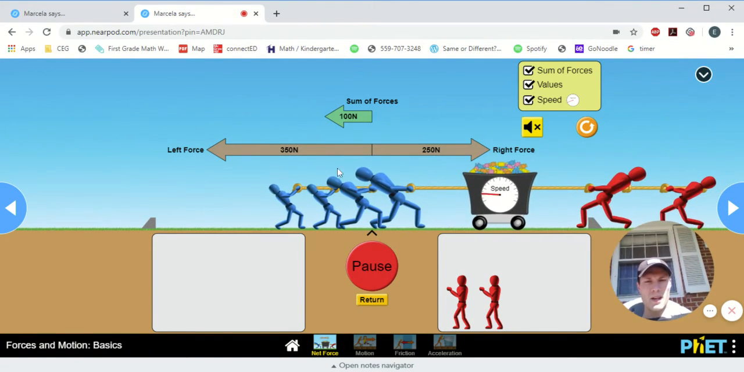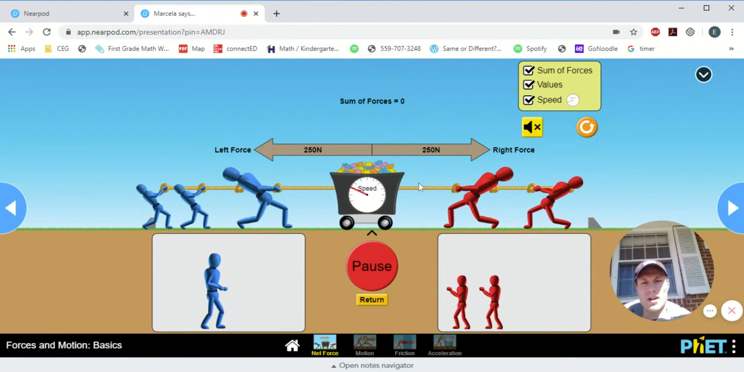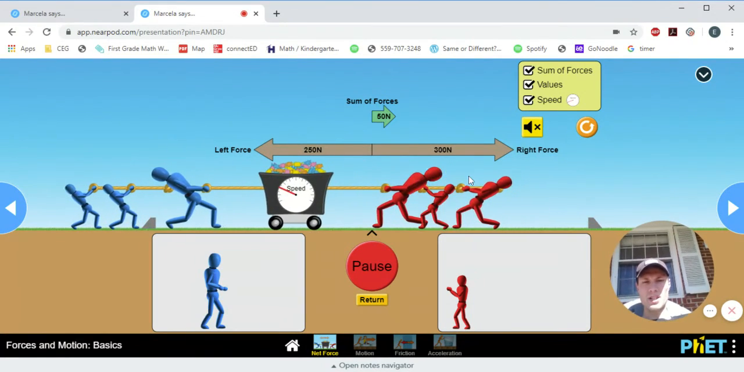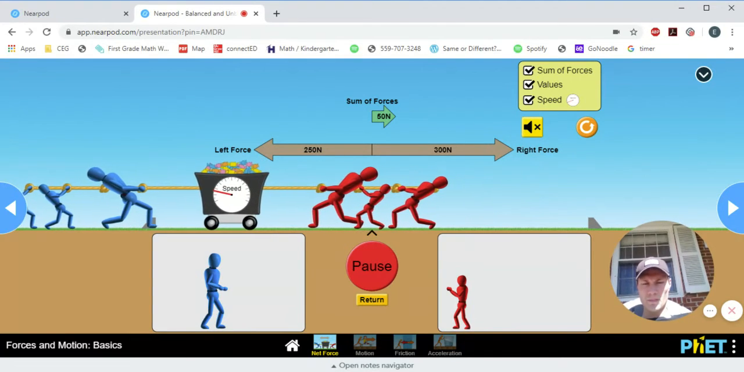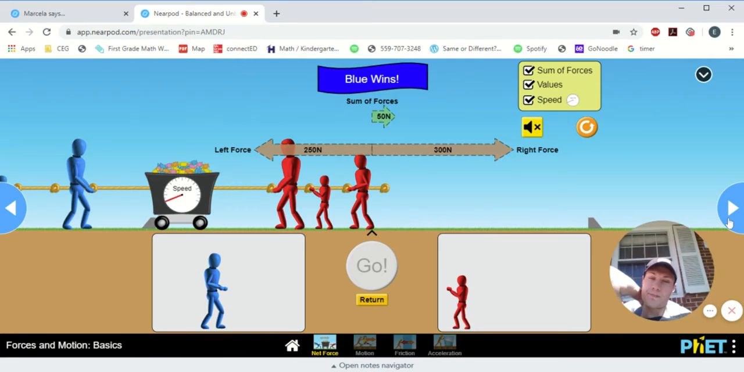Play around with it. As you see, when I took away this guy, the force is 0. It's going to stay the same motion until something changes. We're going to talk about more of that in our next video. Cool. So play around with that. See if you can find more ways to make balanced and unbalanced forces.